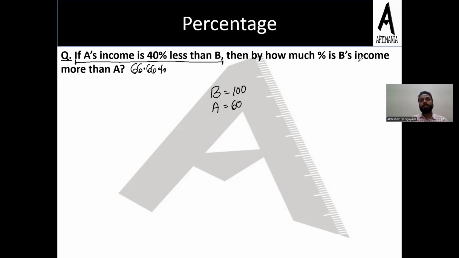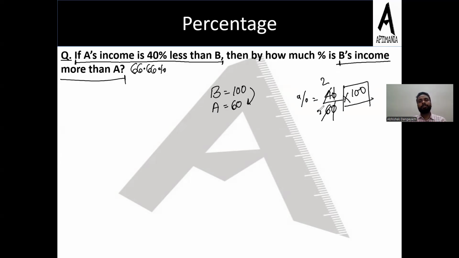Going ahead, then by how much percent is B's income more than A? क्वेश्चन में क्या पूछा गया है? B की इनकम कितने रुपए ज्यादा है? देखो, B की इनकम थी 100, A की थी 60. कितने रुपए ज्यादा है? 40 rupees ज्यादा है. किससे ज्यादा है? B की इनकम ज्यादा है A से. You are comparing it with A, so base value should be A, that 60 into 100. कोई दिक्कत? Forgetting about 100, this is 0 से 0 cancel.